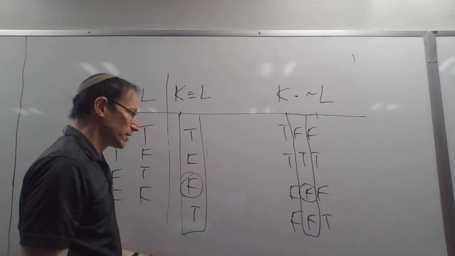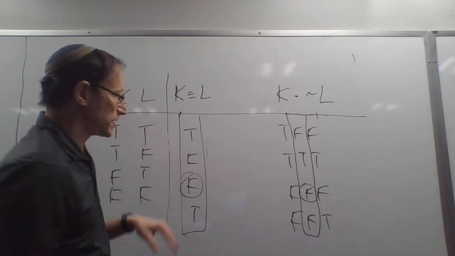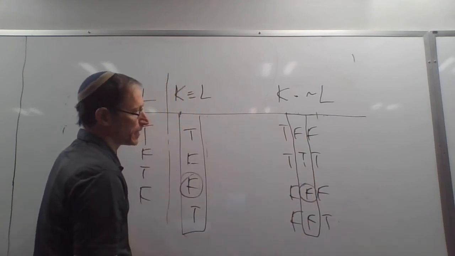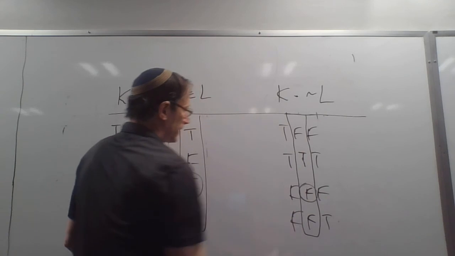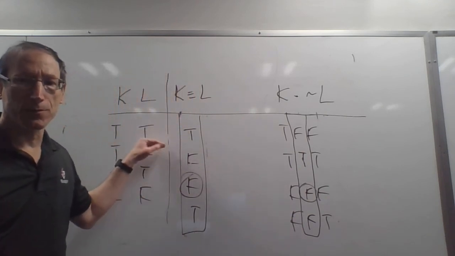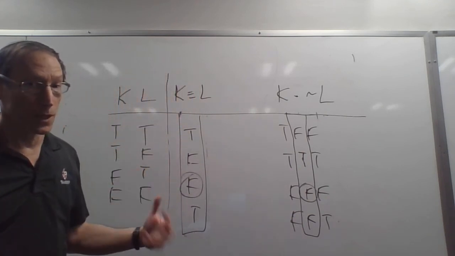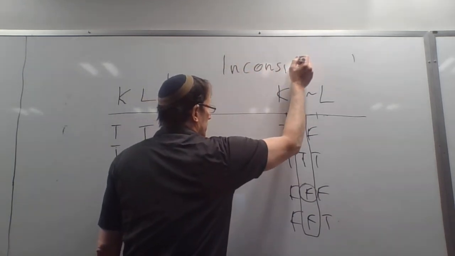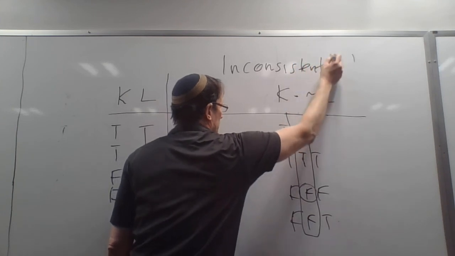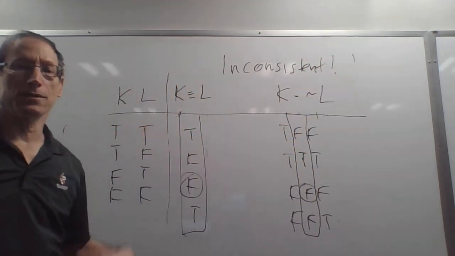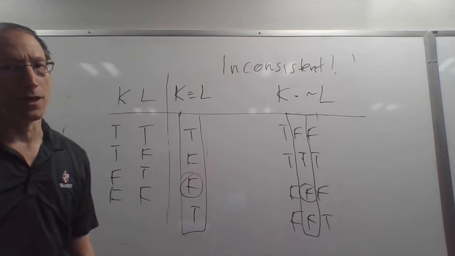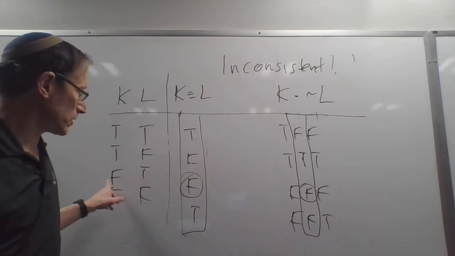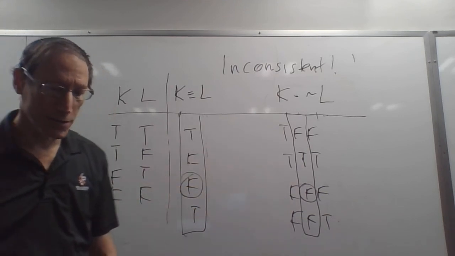May sound a little bit odd, but the definition of a contradiction is that they have to have the exact opposite pattern, and here they don't have the exact opposite pattern. However, what we do see here is that there's no row on the truth table where they both come out true. So that means we're going to say that they are inconsistent. This is an inconsistent pair. Inconsistent means they can't both be true at the same time, even though they could both be false. At least on one row, they do come out both false.